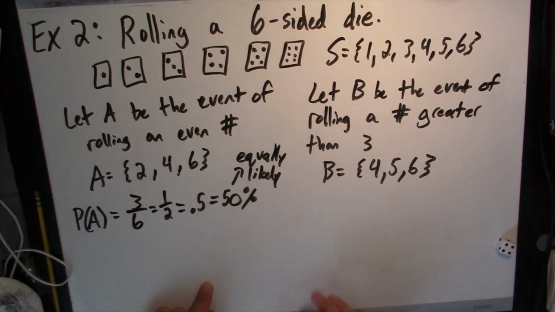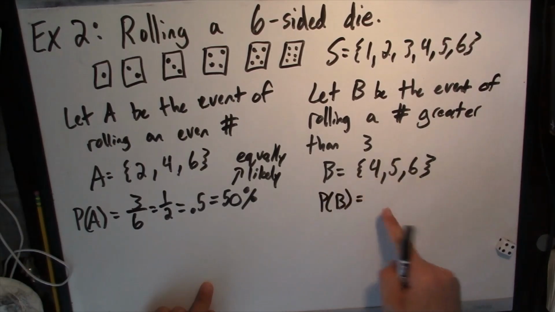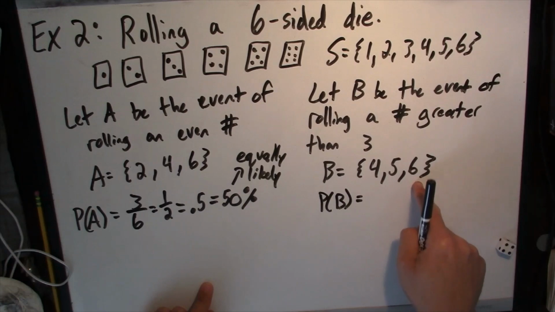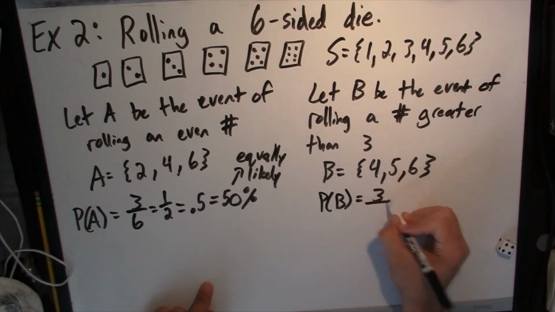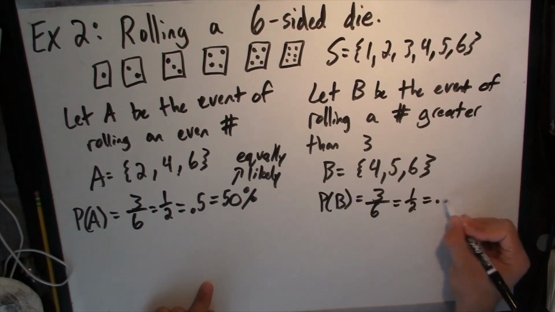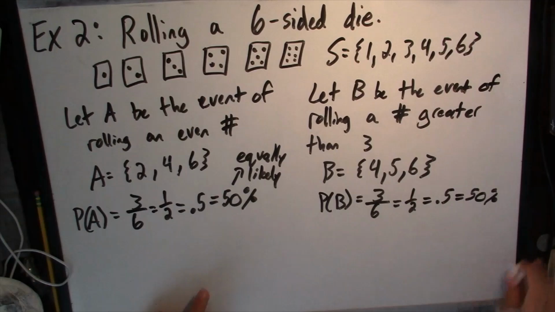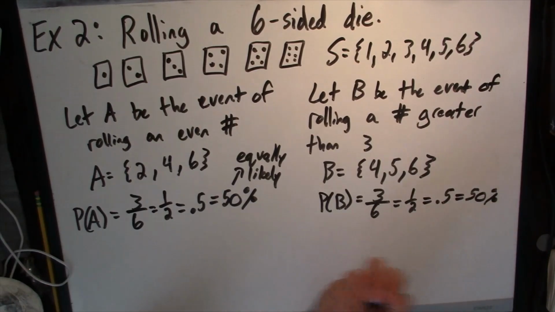Okay? Same thing goes with B. We've got 3 possible outcomes that are greater than 3 out of 6 total possible rolls. So that's 1/2, which is 0.5 or 50%. So it's equally likely that I get a number greater than 3 than it is to get a number less than 3.